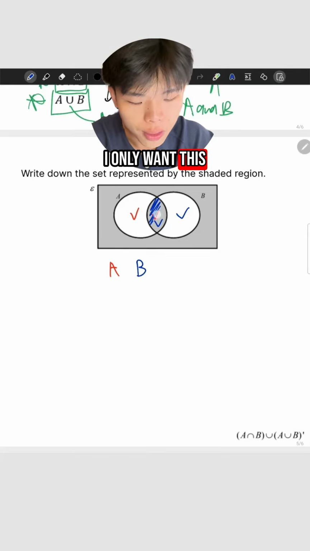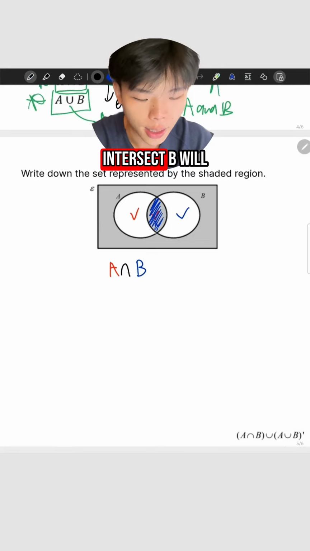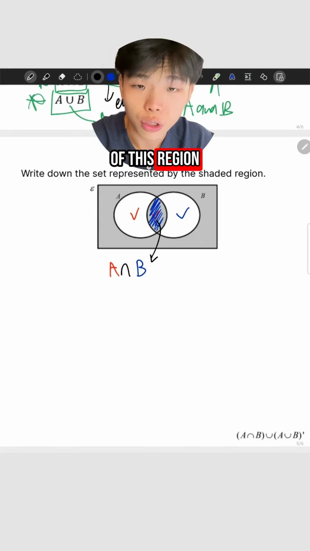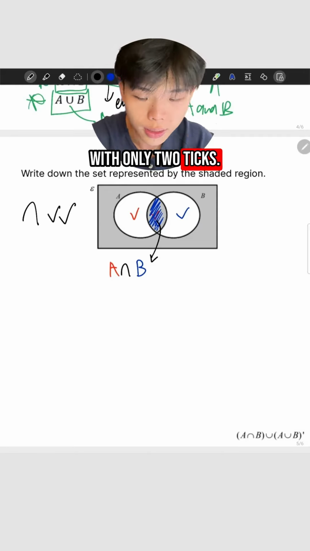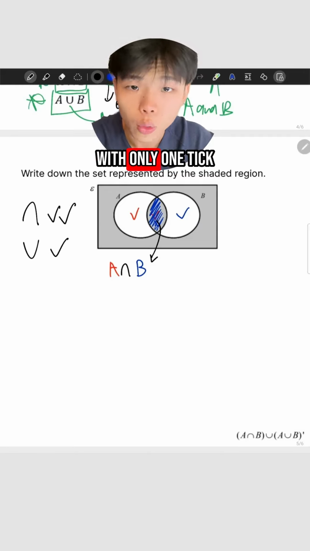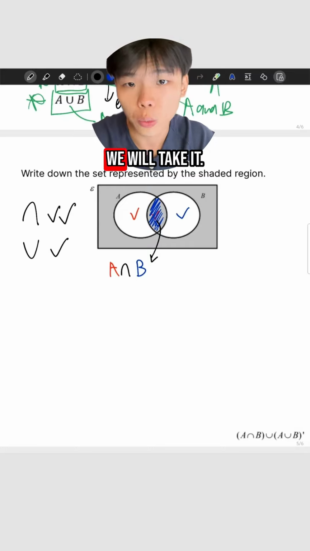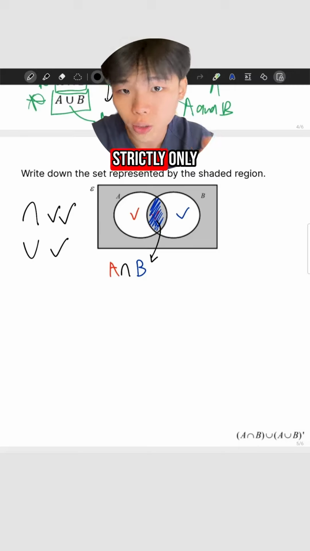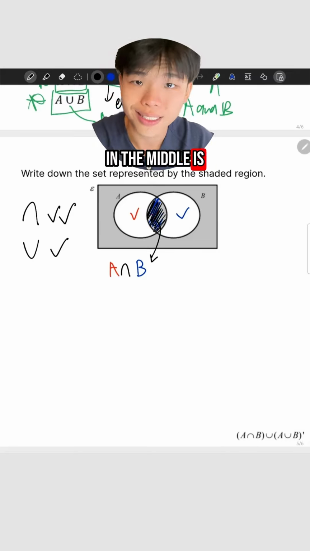Now, if I only want this region over here whereby there are two ticks, I will have A intersect B representative of this region over here. Because remember, for intersect, we'll take everything with only two ticks, and for union, we'll take everything with one tick minimum, right? It can be two ticks, can be one tick, but as long as there's a tick, we will take it. Whereas for intersect, it's strictly only two ticks. So I have one region over here already, right? The shaded region in the middle is A intersect B.